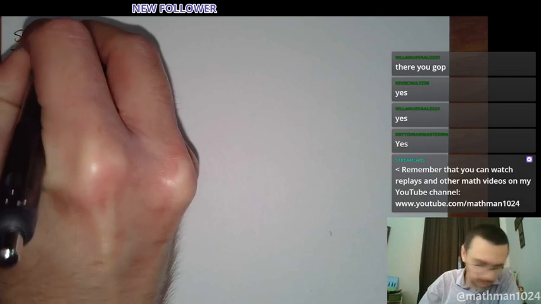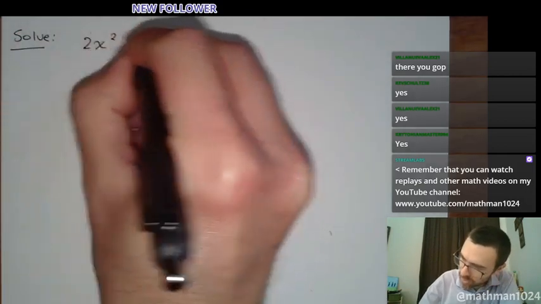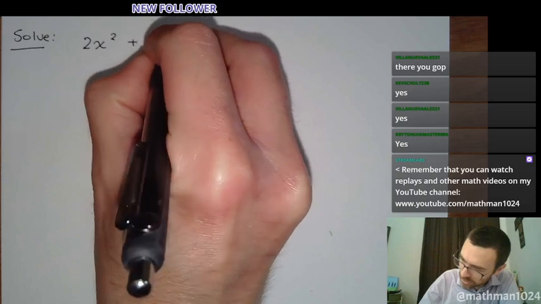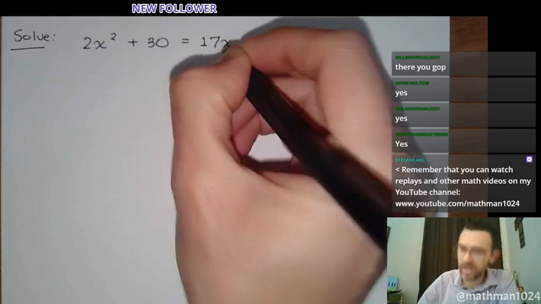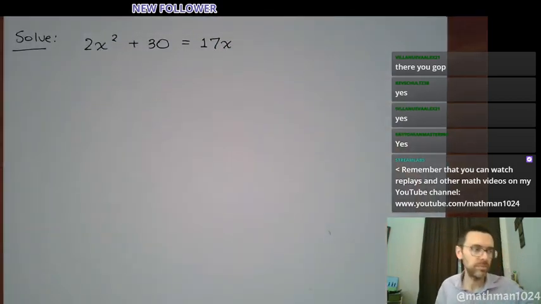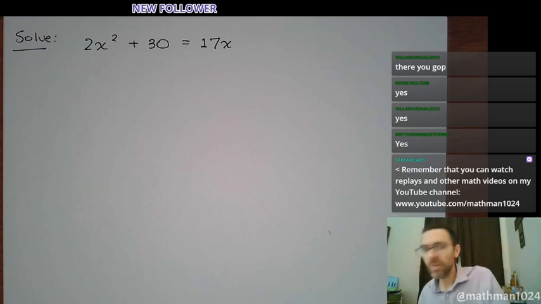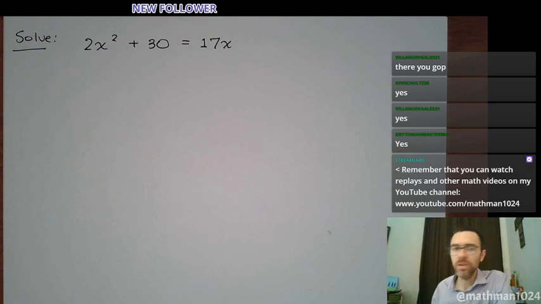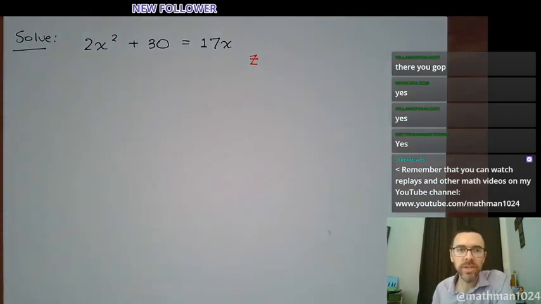Let's move on to this example. 2x squared plus 30 equals 17x. So if we're going to follow the zero factor theorem, the first step means to get everything to one side so that 0 is on the other side.